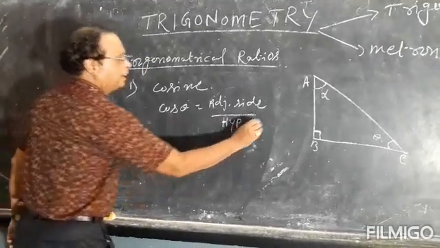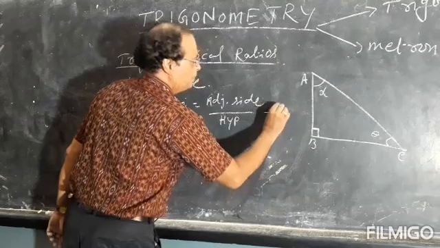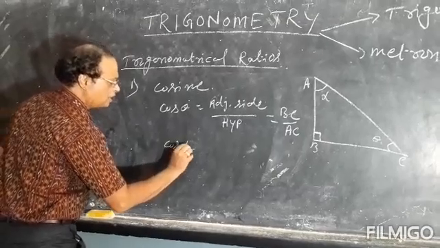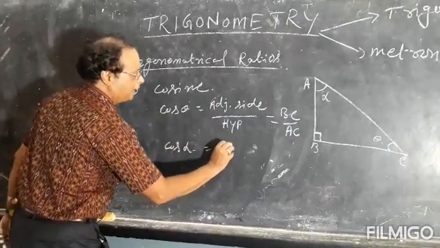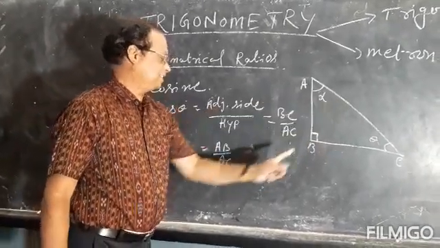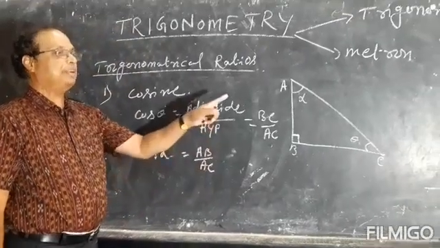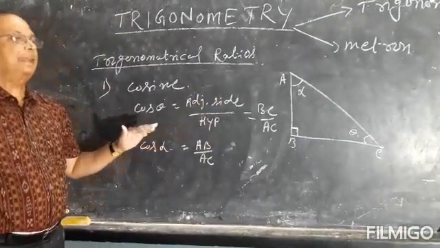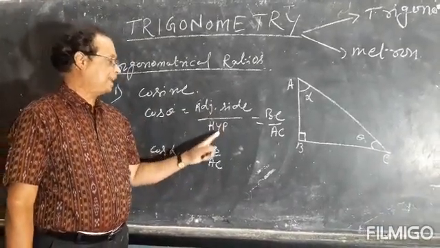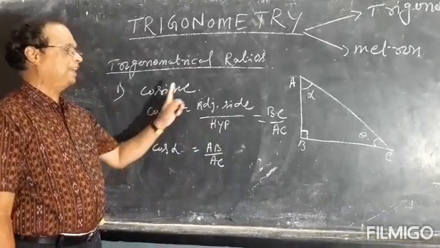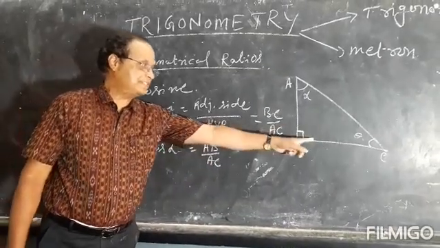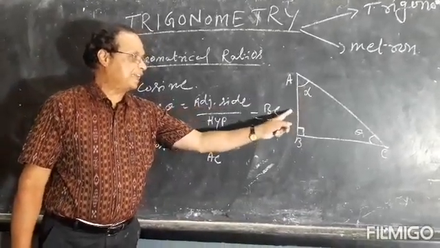So cos theta here is adjacent side of theta, which is BC, by AC. And if we are going to find cos of alpha, it is AB by AC. See here, BC by AC is base by hypotenuse, but AB by AC is perpendicular by hypotenuse. So you get confused if you remember in terms of perpendicular and base. It is adjacent side by hypotenuse. For cos of an angle, you find the adjacent side of that angle by hypotenuse. So cos theta is BC by AC and cos alpha is AB by AC.